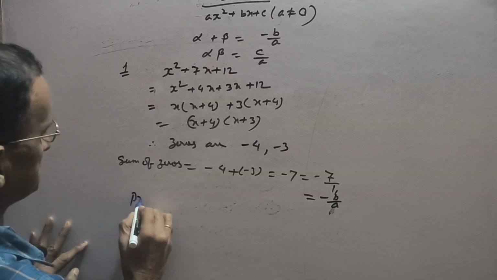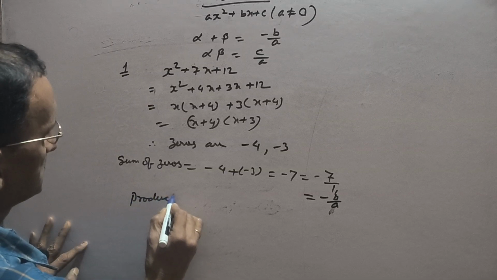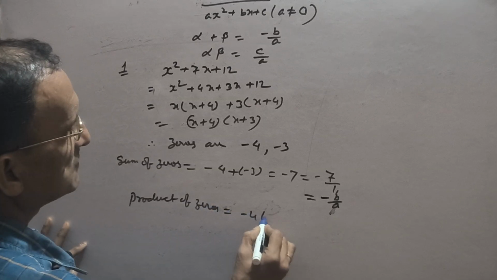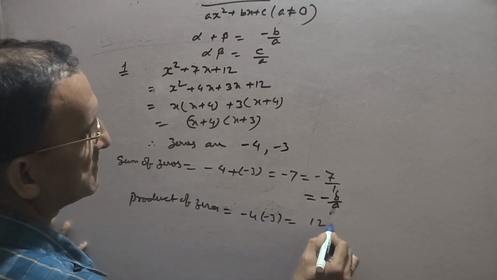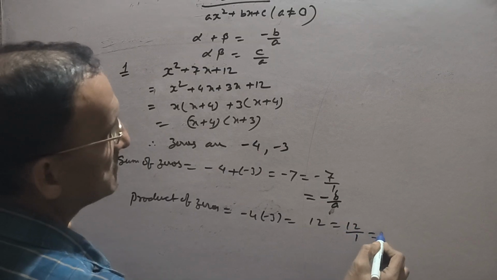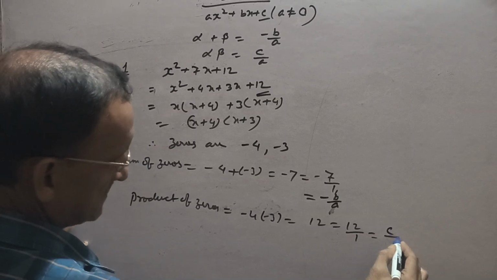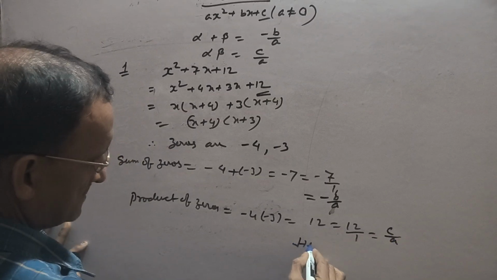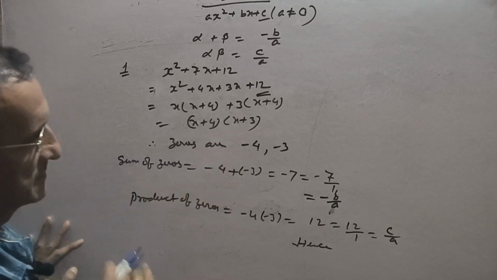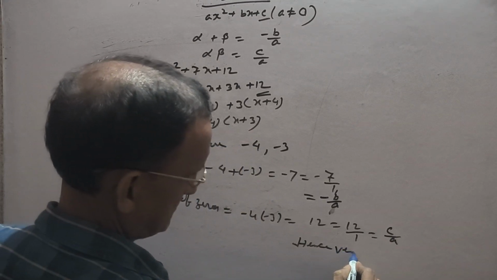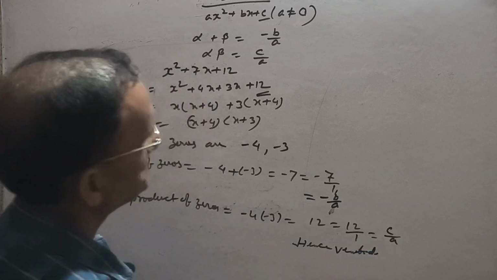Now we will verify the product of zeros. Product of zeros: minus 4 into minus 3 equals 12, which can be 12 by 1. What is 12? The constant term, which is c. So c by a. This we needed to verify. The first part is to find the zeros and verify the relationship. So that's all, this is the sum.